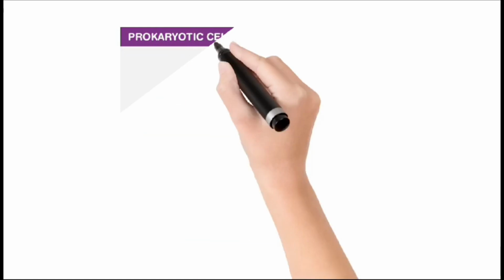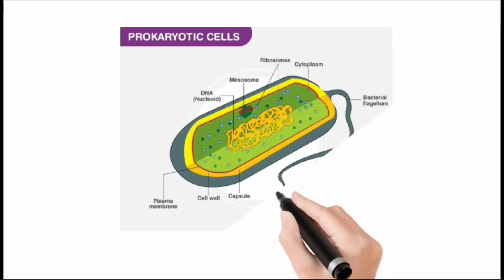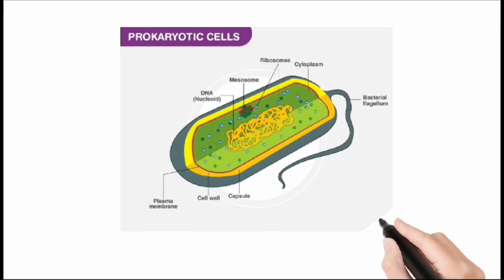The prokaryotic cell diagram given represents a bacterial cell. It depicts the absence of a true nucleus and presence of a flagellum that differentiate it from eukaryotic cell.